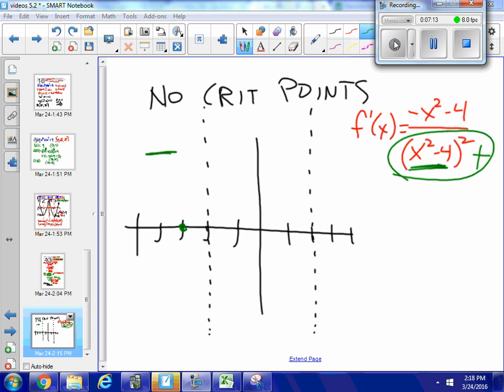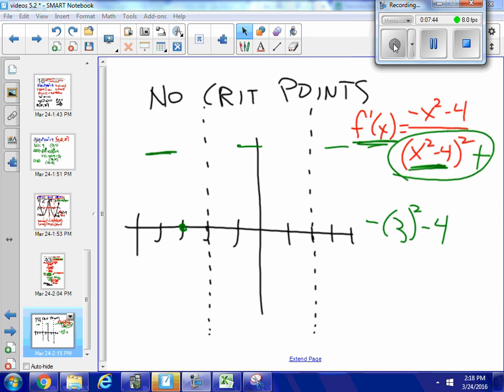What about at 0? Negative 0 squared minus 4. Well, clearly that's also going to be negative. And what about at +3? Well, +3 squared minus 4. Again, that's going to give me the same answer as -3. So that's going to be negative. So all three of these intervals are going to have a negative slope.